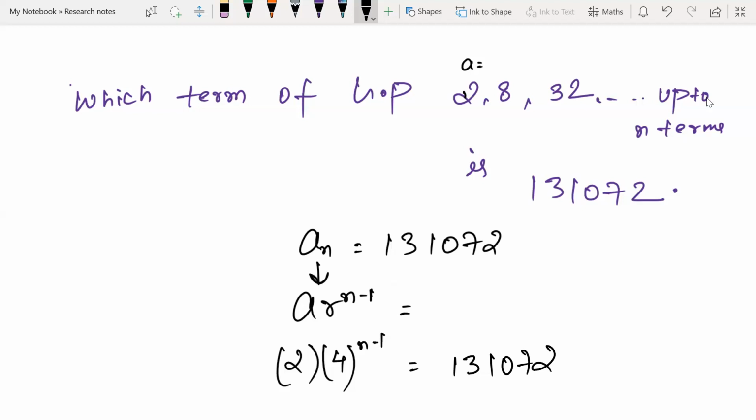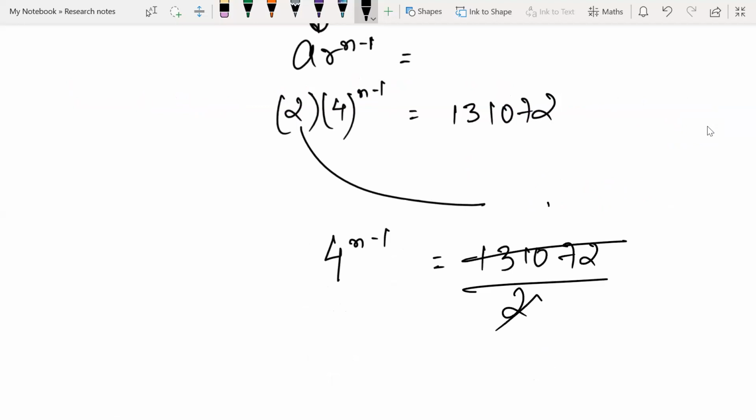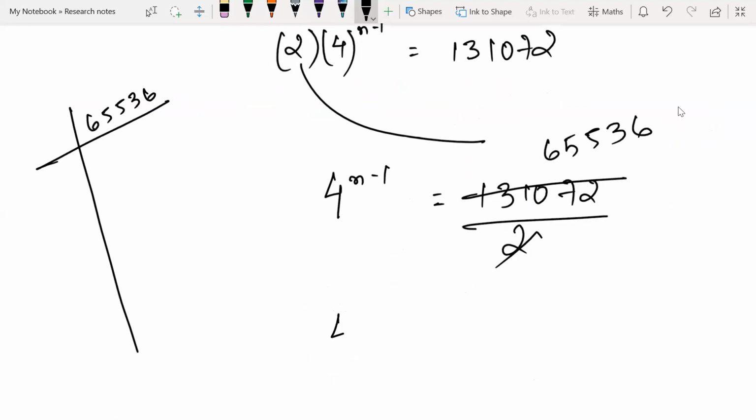131072, we will divide it by 2. A we can shift to the other side. So 4 to the power n minus 1 is equal to 131072 by 2. This is what we are getting, right, Ali? Yes, ma'am. Now our job is to do the factorization, because this question is from the exponent rule. We can compare the exponents on both sides, and that is the only option to find the value of n.